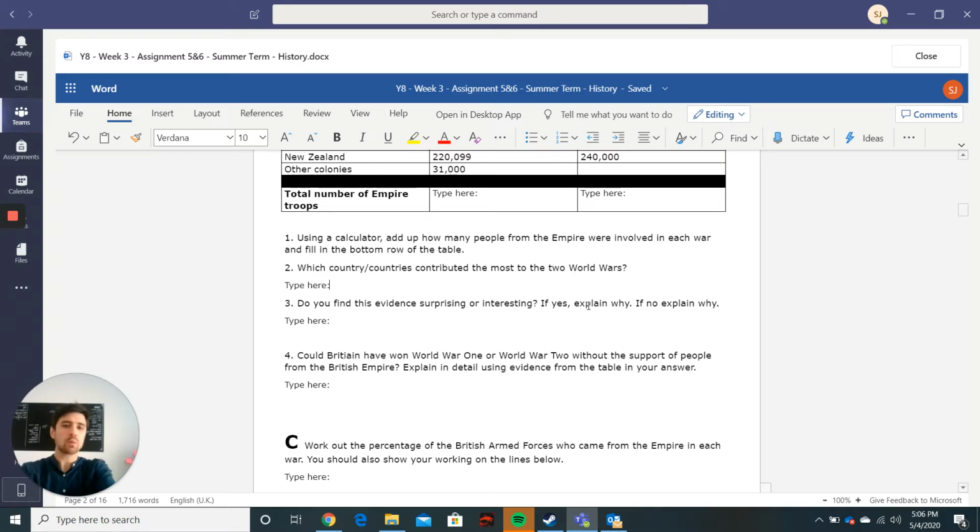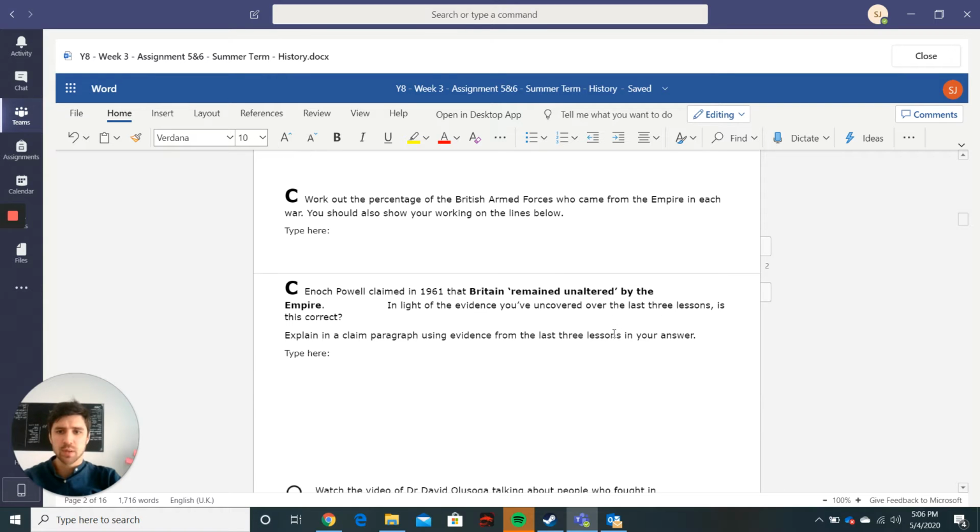Could Britain have won World War I and World War II without the support of people from the British Empire? Personally, I think no. When you look at these statistics, the hard facts, the history tells us that it would be quite difficult. Make sure, if you haven't already, that you answer those questions, and do have a go at the challenge questions underneath, especially the one about Enoch Powell's claims that Britain was unaltered, unchanged by the empire. In light of this information, I find that tricky to agree with.